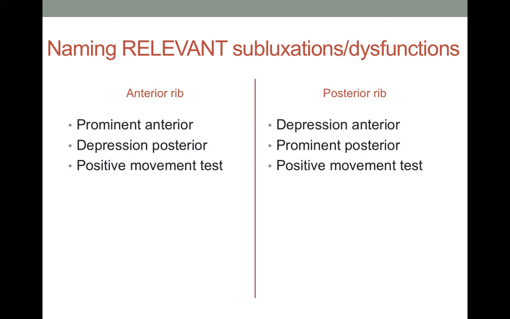A relevant finding of an anterior rib would be a prominence anteriorly with a depression found at that same level posteriorly. The patient must also have a positive movement test at that level. A relevant finding of a posterior rib is a depression anterior with a prominence found posterior at that same level. They also must have a positive movement test at that level.